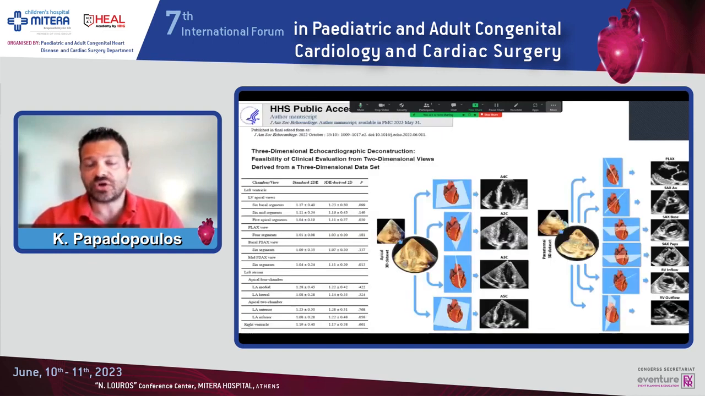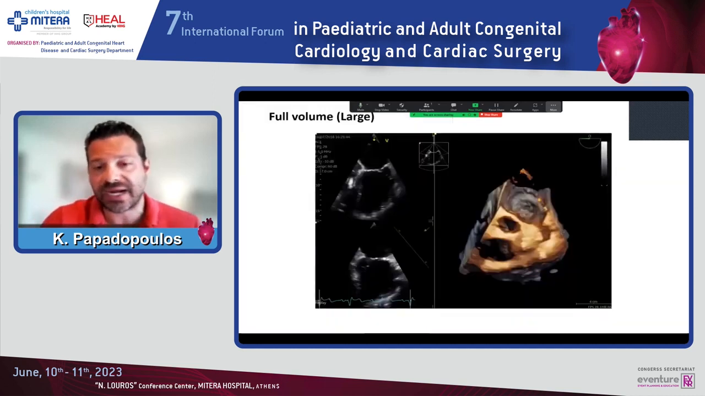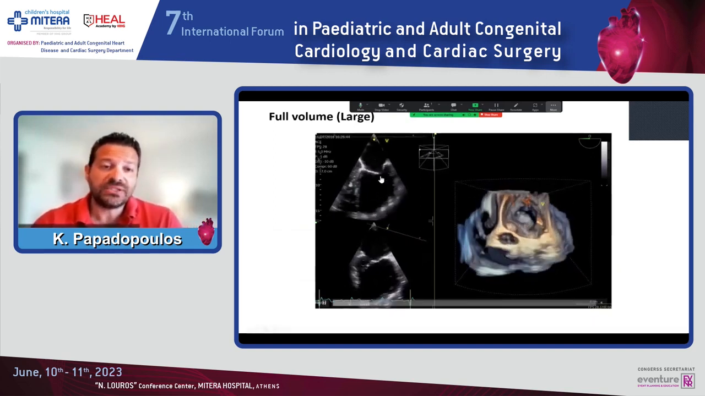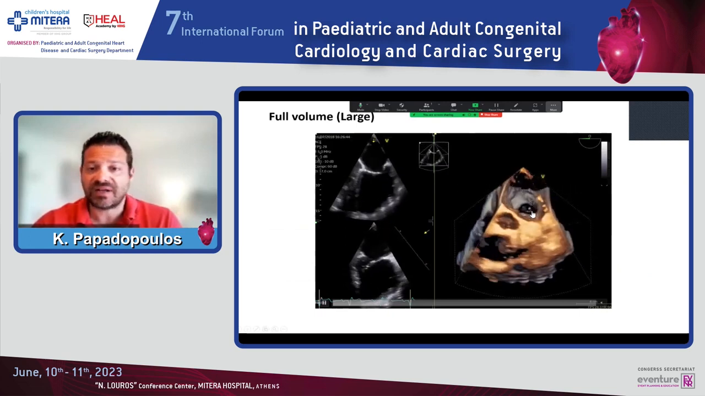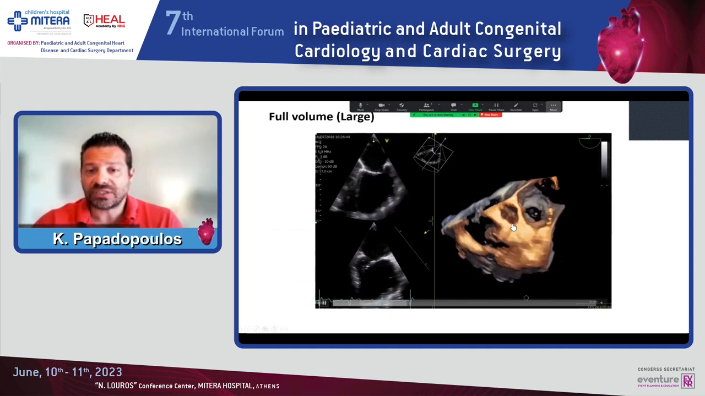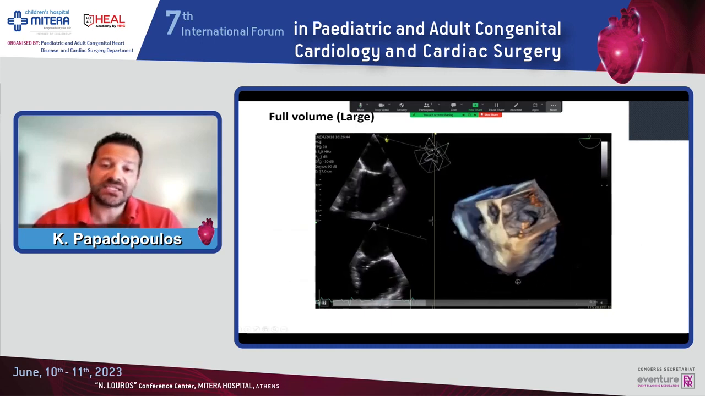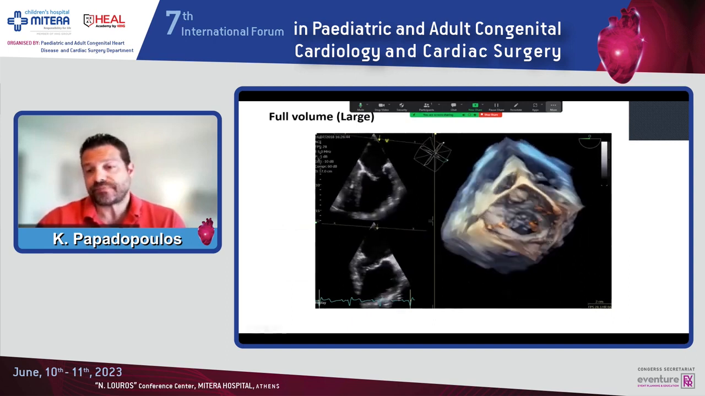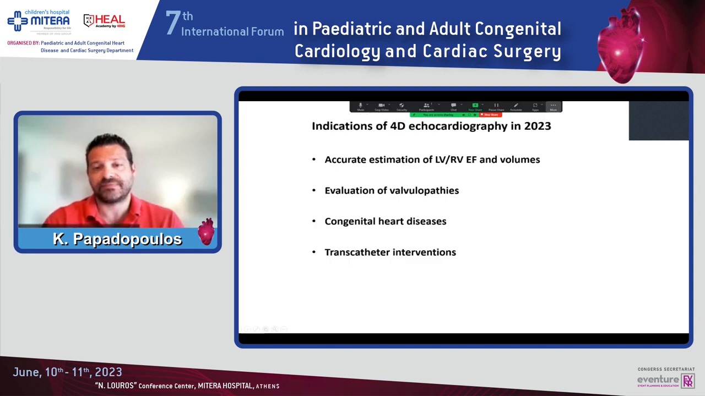There are several papers that show that if we take just one full volume 3D dataset, all the measurements that we will do with these images correlate very well with the standard 2D protocols that we use in daily practice. For example, this is a full volume data set. We have included the entire left ventricle, the mitral valve, the appendage, and the aortic valve. We can rotate, we can change our view, and we can demonstrate whatever we want. For example, here you can see the mitral valve.